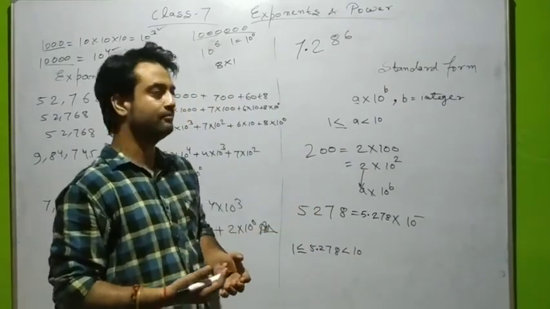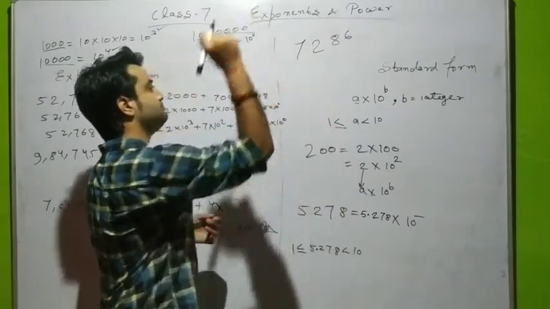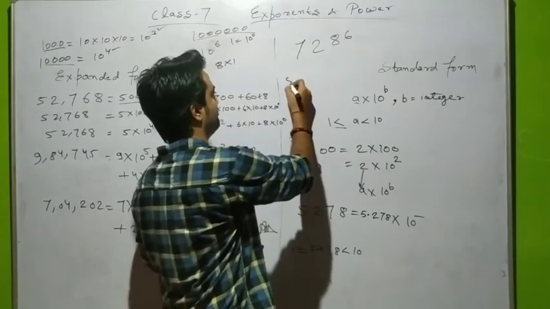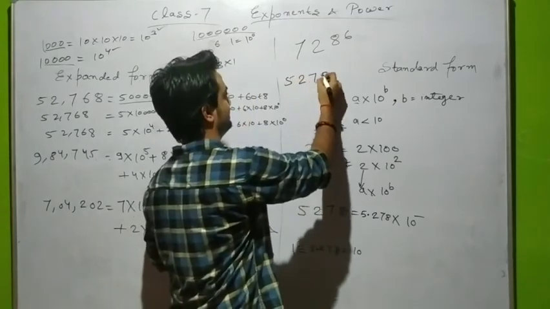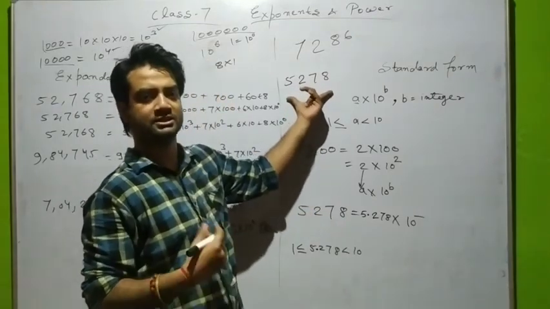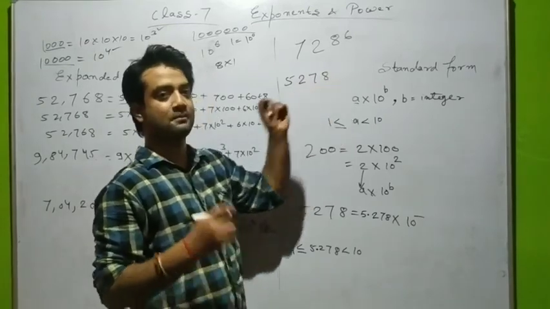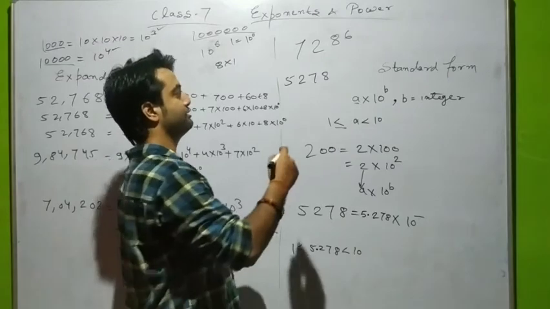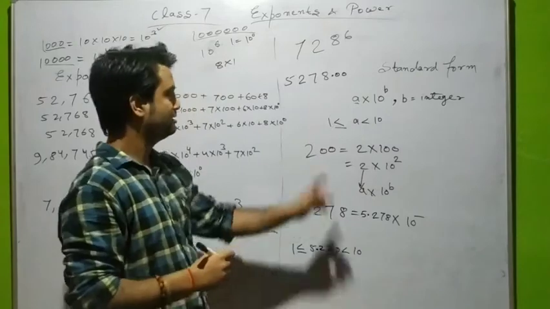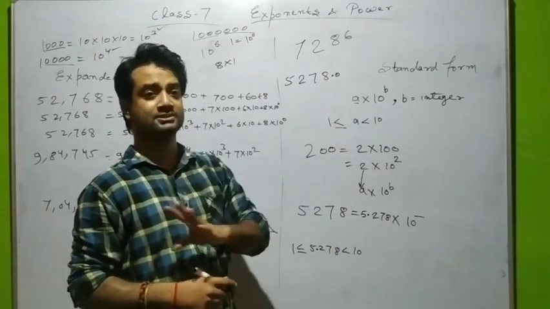What will that be? In order to understand that, let's have a look. If you look at the number 5278, can you see the decimal in this number? Obviously no, because nowhere is the decimal written, but actually there is a hidden decimal. The decimal is just after 8. 5278.00 or 0.0, if you write, this is not wrong.